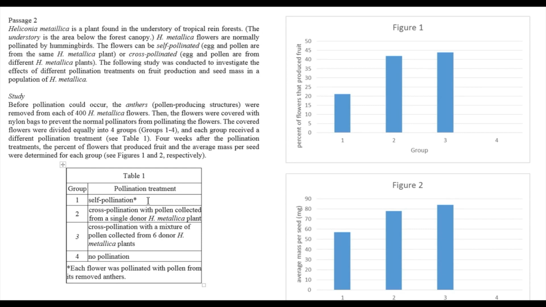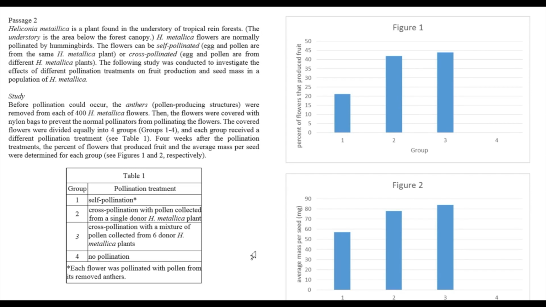Group 1 is self-pollination. Group 2 is cross-pollination with a certain subset of instructions there. And Group 3 is another cross-pollination. Group 4 is no pollination. So if you have a bunch of flowers and then you bag them up and the goal is to prevent external pollination, then within that bag in Group 4 where you had no pollinators within there should be no pollination.